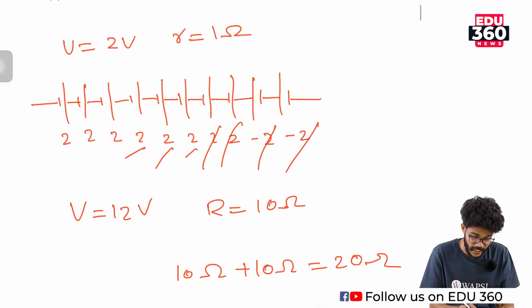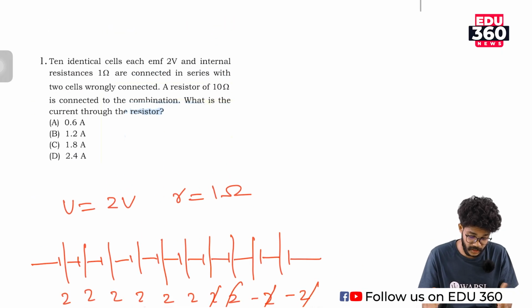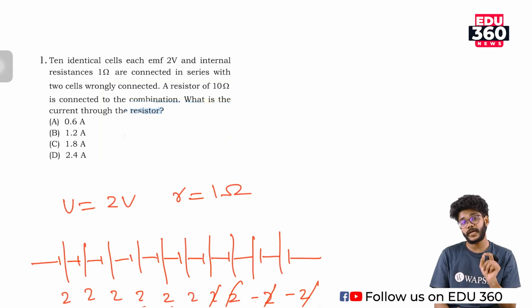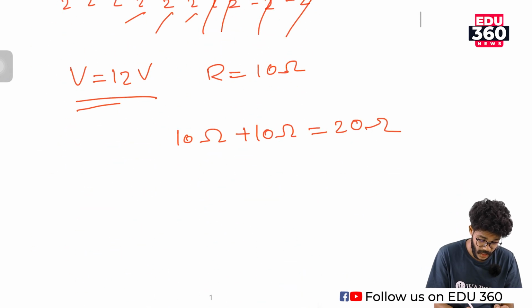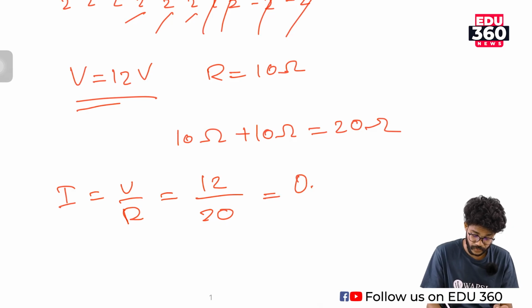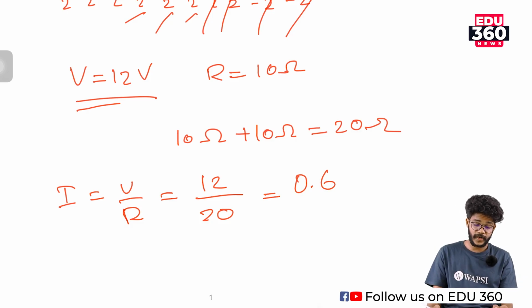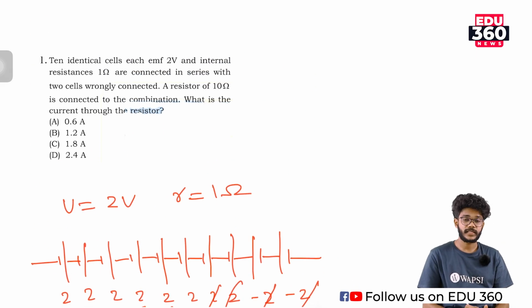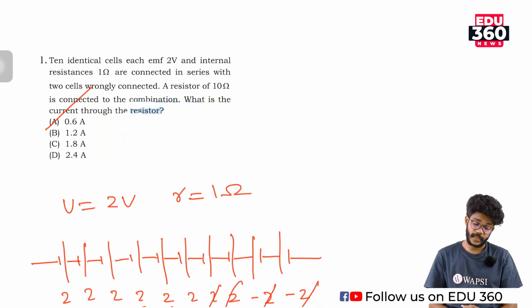And the effective voltage is there and the effective resistance is there. What is the current through the resistor? We need to calculate the current I. So I is equal to V by R, 12 by 20, which is equal to 0.6 ampere, or 600 milliampere. Option A is the correct answer. So we can move to the second question.